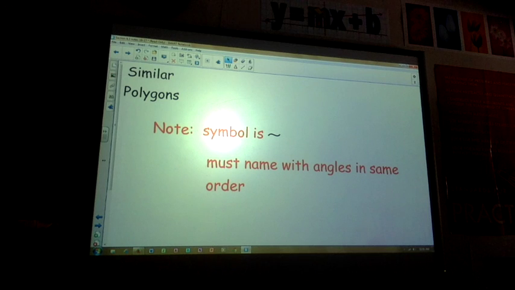They might have a shape flipped on you, so please be aware: the order of the letters they give you is the order it should go in. That's how you figure out the similarity. Don't trust the picture.